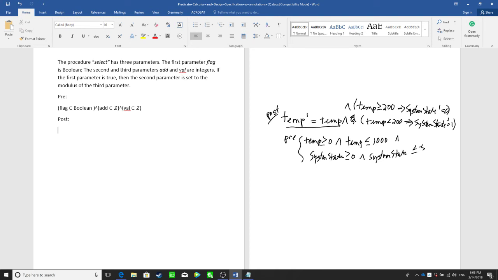Okay. First parameter is true, so it's flag prime equals flag. Why do you say that? It says if the first parameter is true, never mind. Flag will always equal flag, right? So flag equals true. If flag is true, then 8, what do we do? And 8 implies 8 prime equals val. 8 prime equals to val.